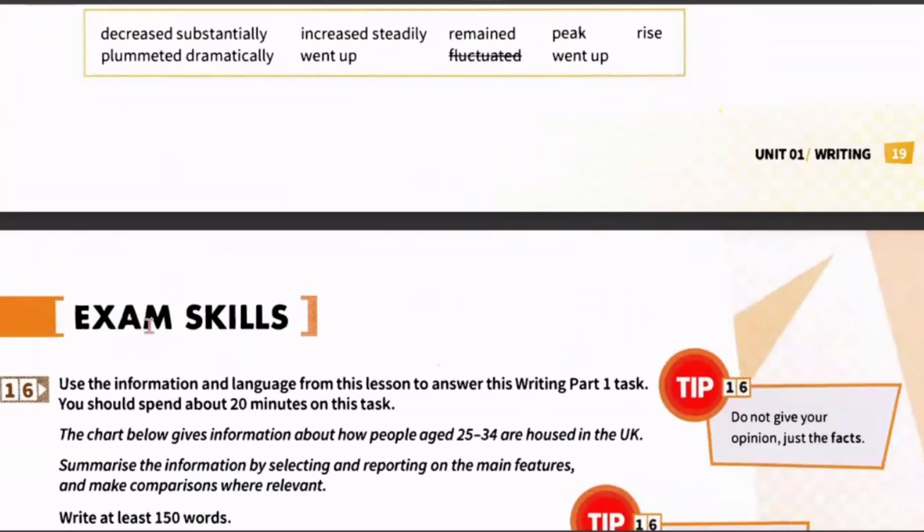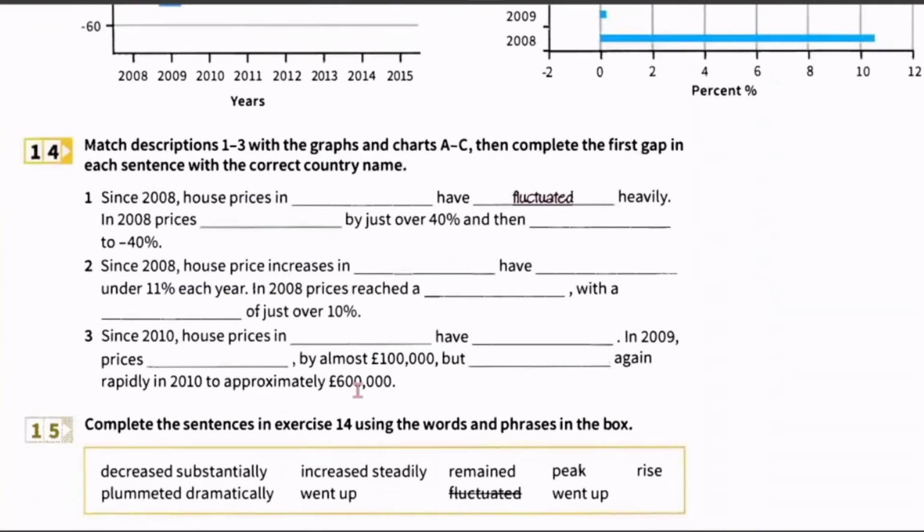This is like a test for you. So I'll give you to do it at the end, okay? So let's complete these activities that are here. In activity 14, let's see what it says. Match descriptions 1 to 3 with the graphs and charts A to C. Then complete the first gap in each sentence with the correct country name.